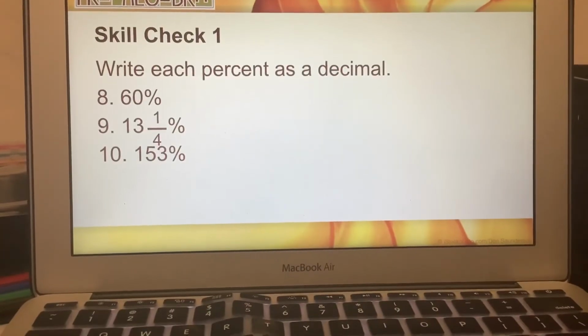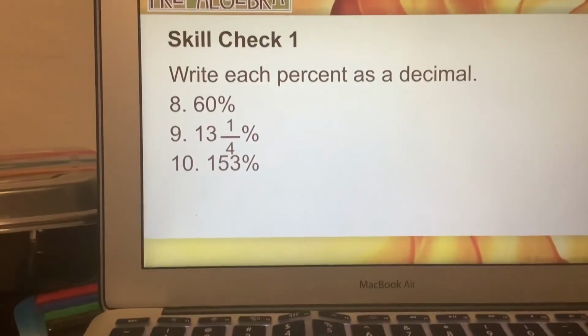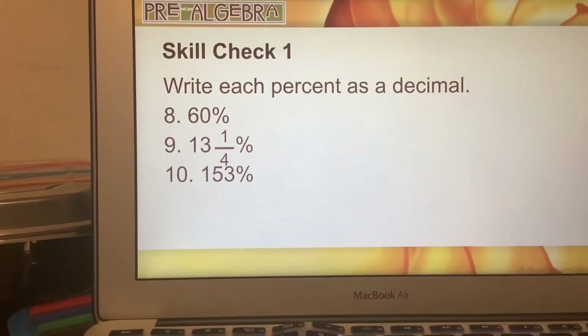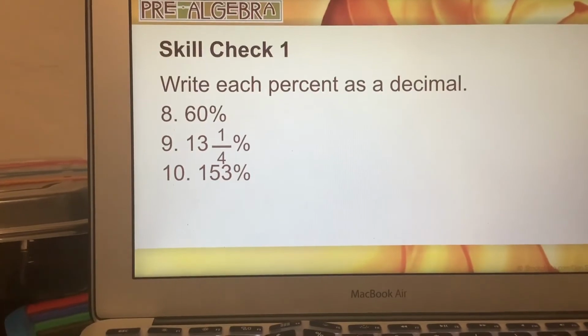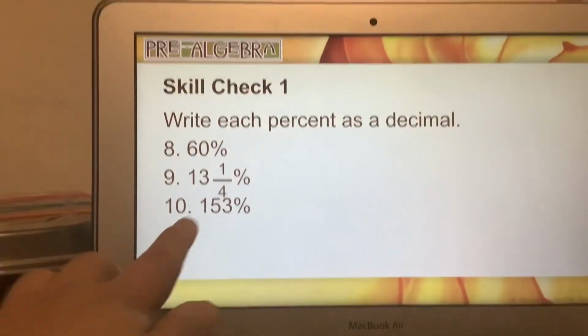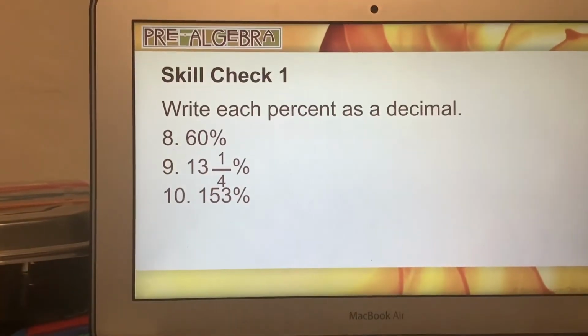All right, let's take a look at some of these examples here now too. Okay, so I have 60%. What would that be as a decimal? I'm going to move my decimal over 0, 1, 2 places. It's going to be 0.6.